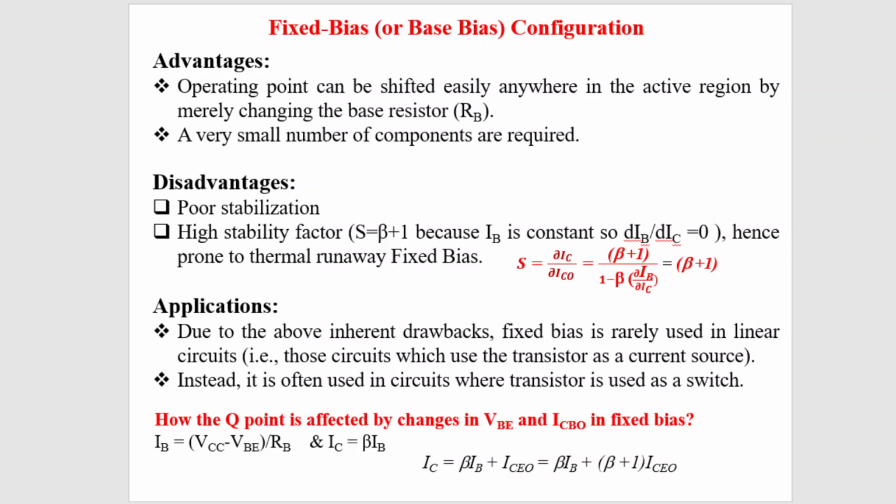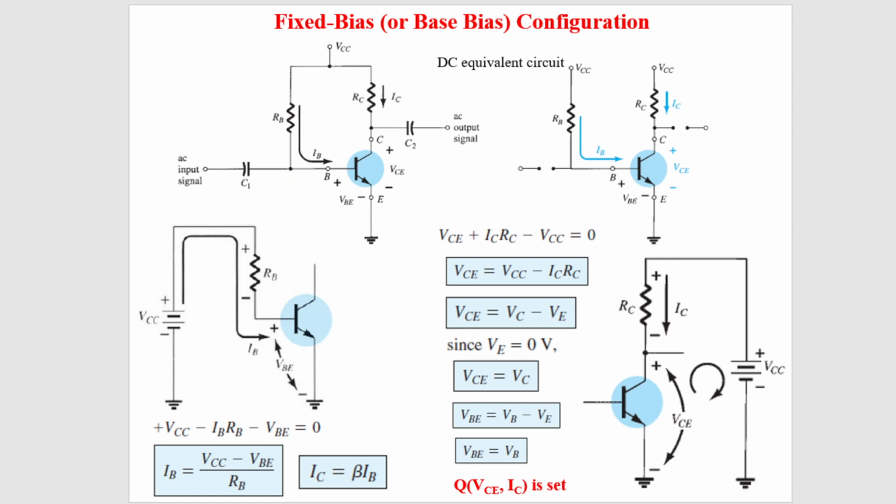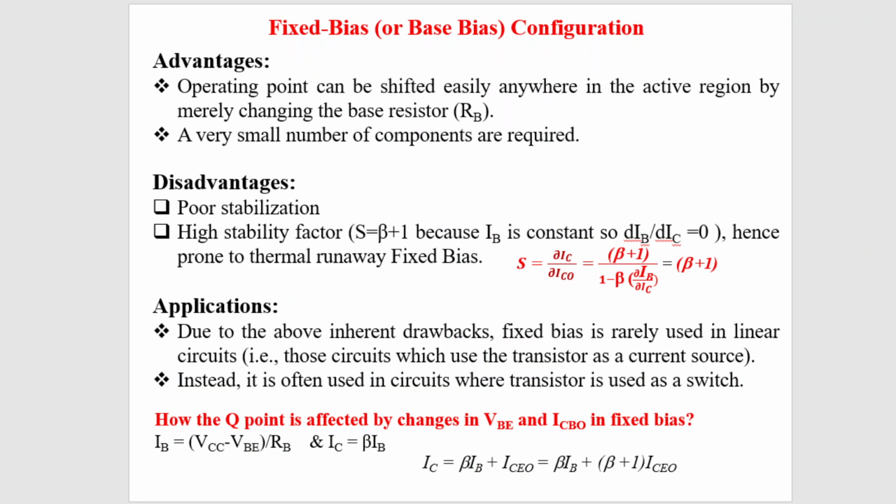And the major disadvantage of fixed bias configuration is poor stabilization. So this fixed bias configuration is good apart from the two or three advantages, but it has poor stability with respect to temperature.